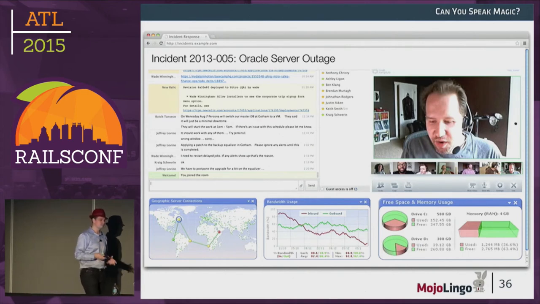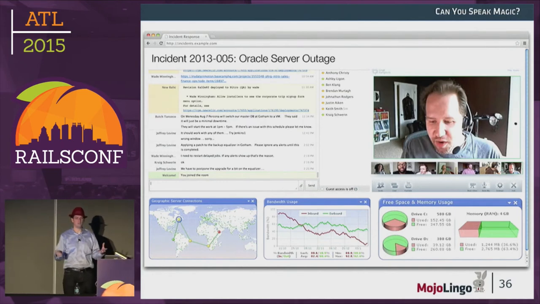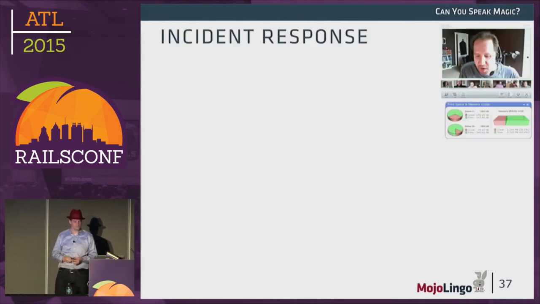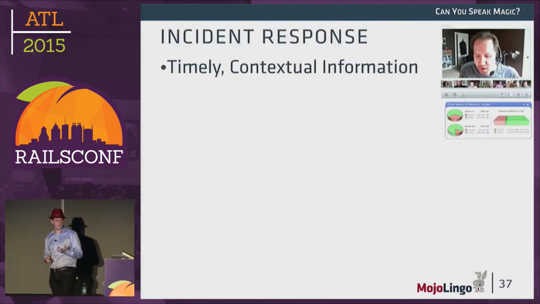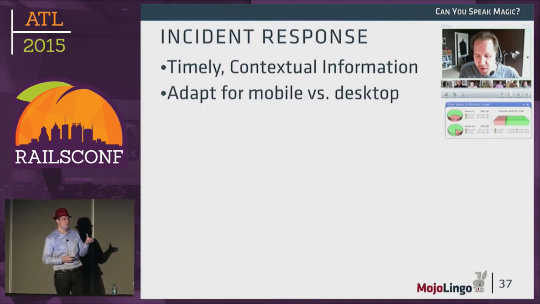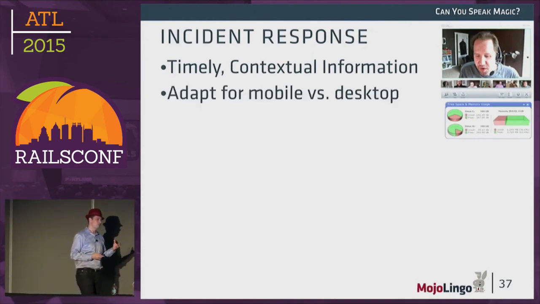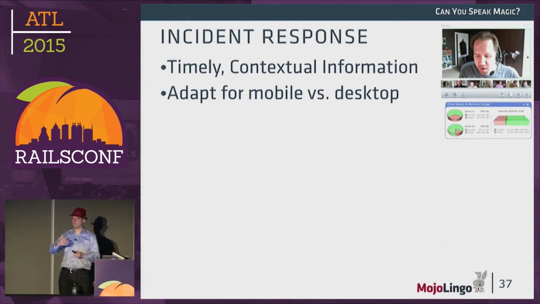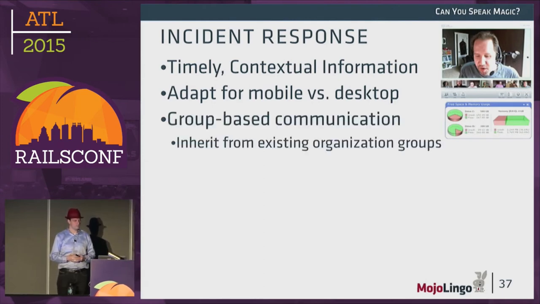So the way I envision this is that maybe a company that builds monitoring tools goes and builds this into their dashboard. So the key here is timely and contextual information. The view itself can adapt. If you're on a mobile device, you'll get more of a focus on the communication and less of the dashboard type features, but on a desktop, you'll get the full experience.